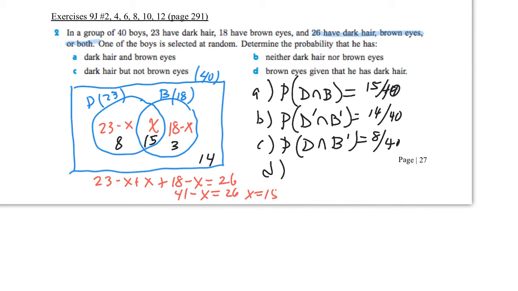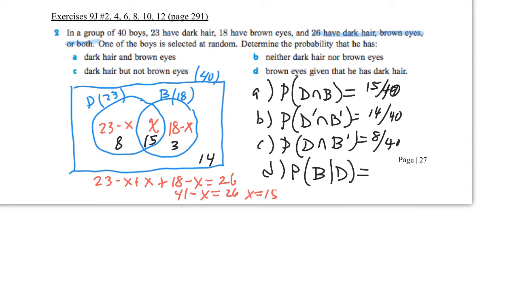Brown eyes given dark hair. So this is the new stuff. Brown eyes given dark hair. B given D. All right, so I can follow a formula or I can just intuitively go through this.